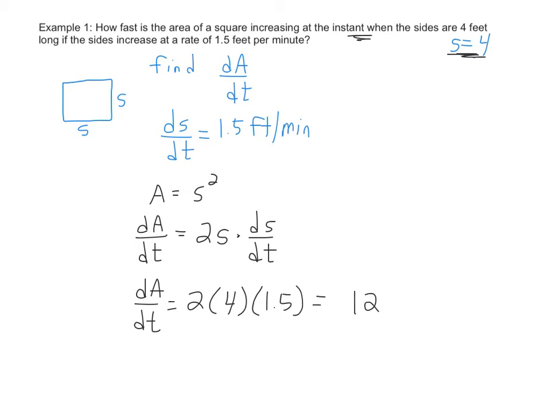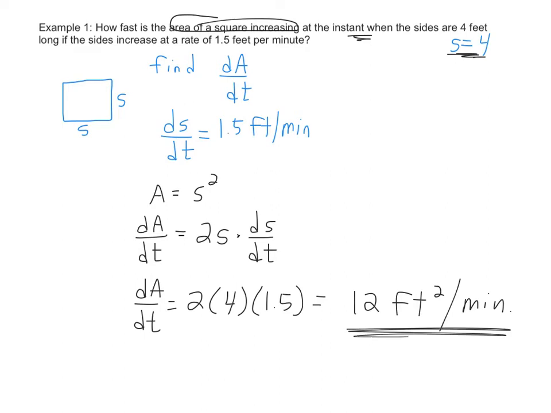And now let's make sure we include a unit here. We're talking about the rate at which the area is increasing. Well, if it's area, we know we need square units, so the unit is square feet per minute. So the square's area is increasing by 12 square feet every minute that goes by. So this would be our final answer.